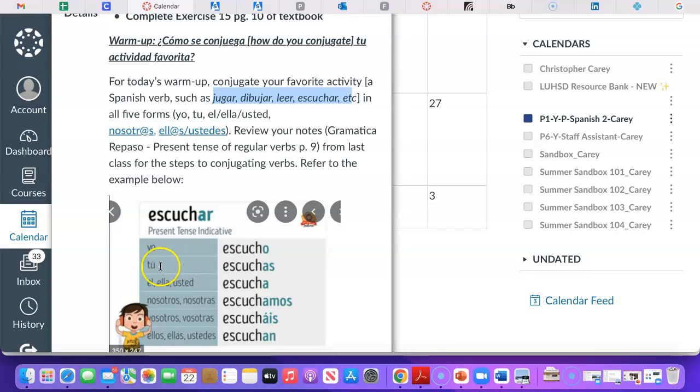Yo escucho, tú escuchas, él, ella, usted. All three of these subject pronouns share the same present tense ending, escucha. Nosotros or nosotras escuchamos, and then ellos, ellas, ustedes escuchan. O, as, a, amos, an. Your present tense endings for AR verbs. And again, the vosotros form used almost exclusively in Spain, you're not going to be required to do. So that's your warm-up for today. Pick a verb and conjugate it in the present tense. And that verb should be one of your favorite activities or hobbies.